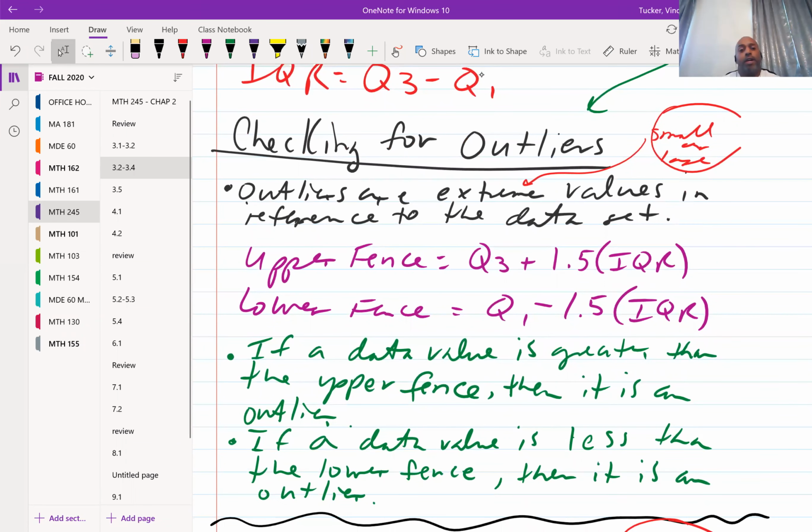And then in green, if a data value is greater than the upper fence, then it is an outlier. If a data value is less than the lower fence, then it is also an outlier. It's only going to be one or the other. It can't be both, of course. If it's greater than the upper fence, it will be an outlier, or if it's less than the lower fence, it will be an outlier.